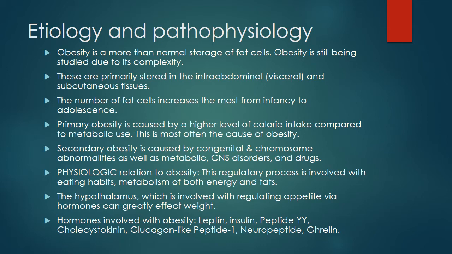Physiologic relation to obesity: the regulatory process is involved with eating habits, metabolism of energy, and fats. The hypothalamus, which is involved with regulating appetite via hormones, can greatly affect weight. Hormones involved with obesity include leptin, insulin, peptide YY, cholecystokinin, glucagon-like peptide 1, neuropeptide, and ghrelin.